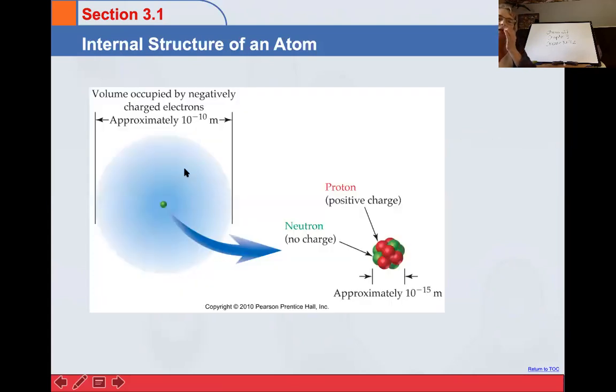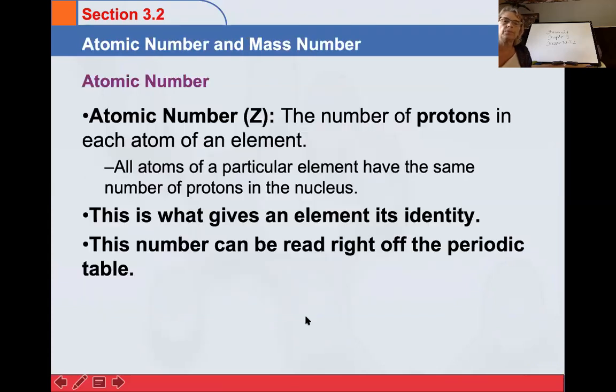So here's just a little diagram that shows the relative size of the nucleus compared to the overall size of the atom that's occupied by the electrons that are outside the nucleus. So here's the picture of the nucleus sort of blown up here. So that was section 3.1.